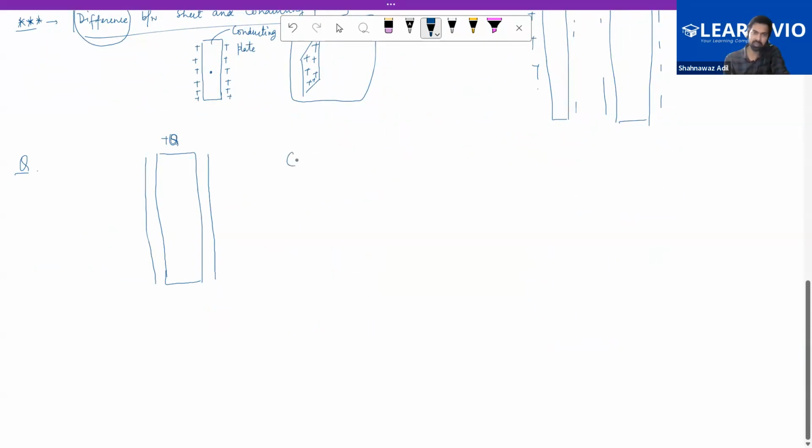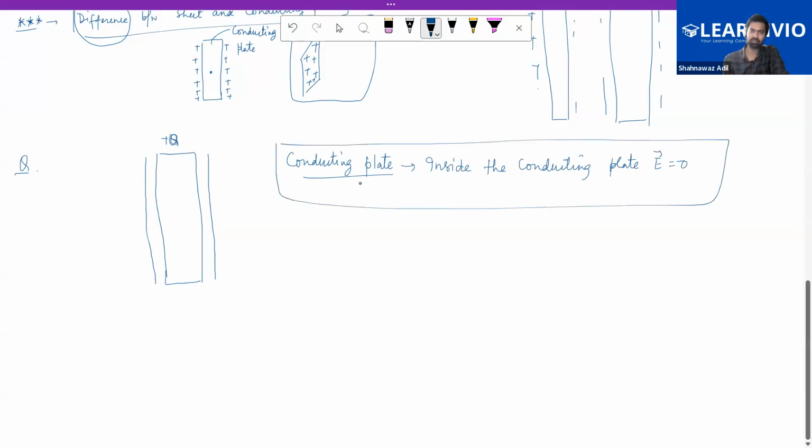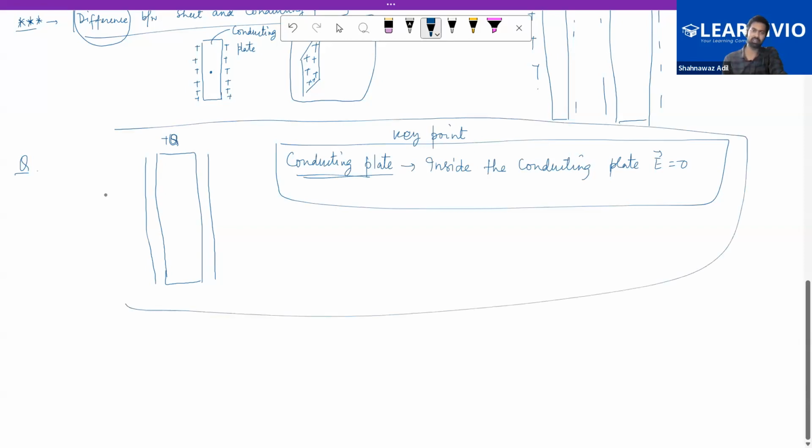But in this conducting plate, one key point we have to always remember is that inside the conducting plate, the electric field is zero, or I should write E net is zero. This is the key point in every class of questions on conductors. So I will stop here, and from here I will start.